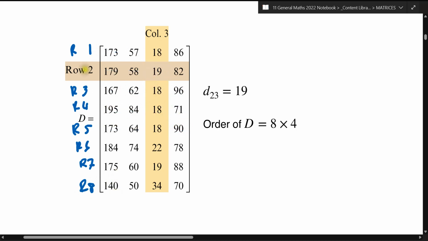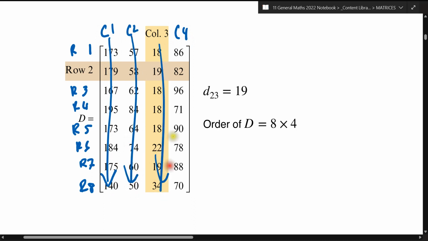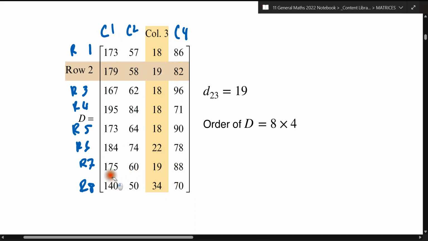And the columns are here. So that's C1, C2, column 3, and column 4. When it comes to columns, go from top to bottom. So if I was to write down the order for this, there are 8 rows and 4 columns.